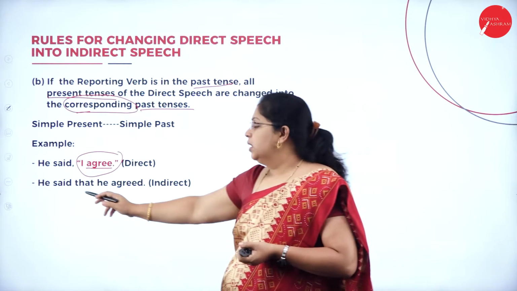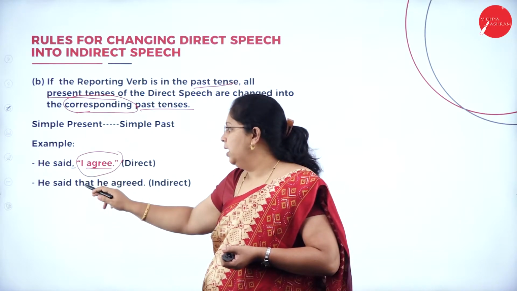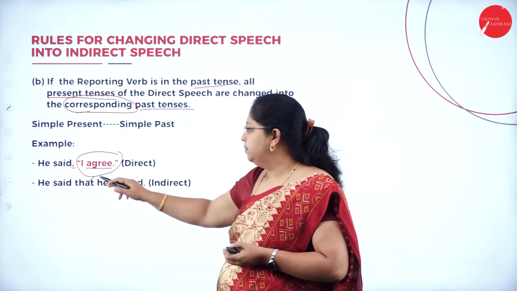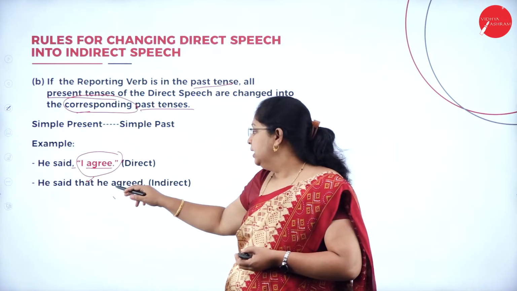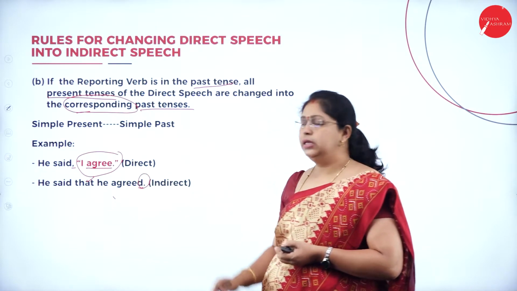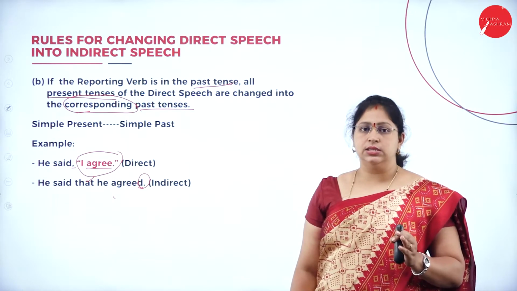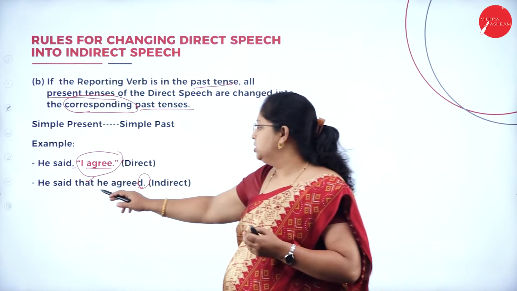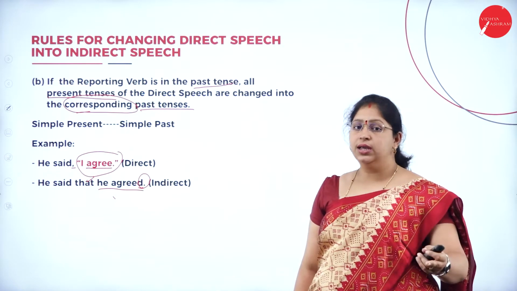What happens in indirect speech? He said, we'll remove the comma and add that. He said that, I becomes he. First person I becomes third person he. He agreed. See the verb here, d is added. Why is d added? Because we need to make it past tense, correct? Agreed is past tense. So, this is the change done here. Present becomes the corresponding past.